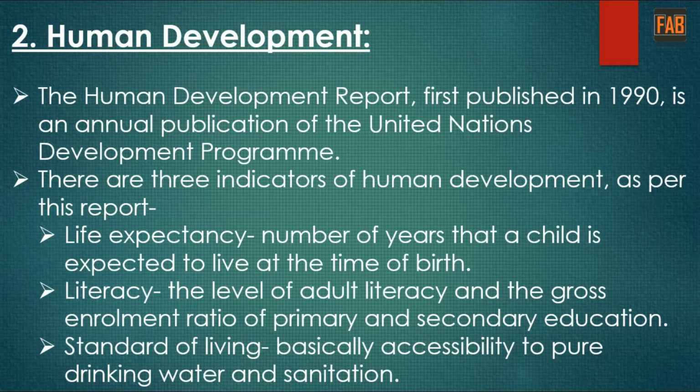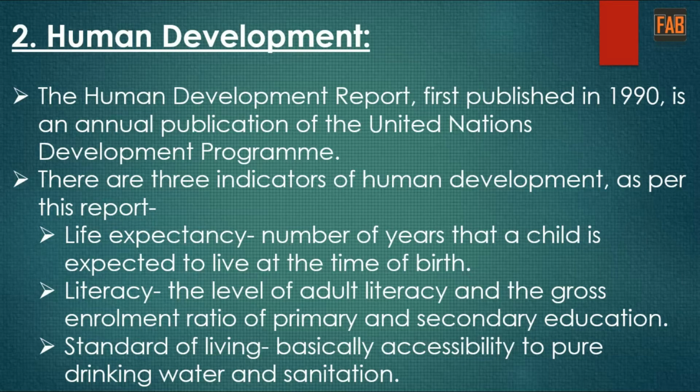What is the meaning of life expectancy? It is the number of years that a child is expected to live at the time of birth. Just suppose if a child is born today, for how many years is the child going to live? That is the life expectancy of that particular child.